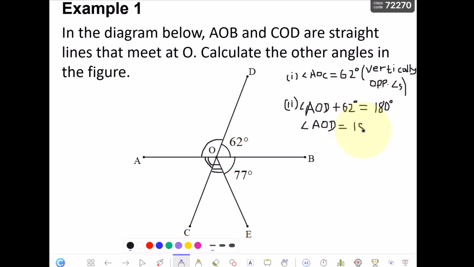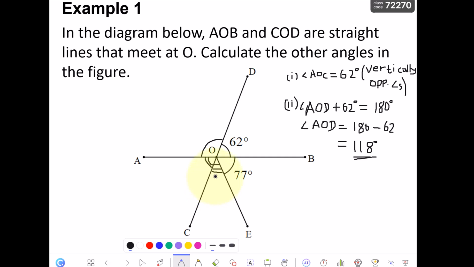So it now becomes 180 minus 62. When I do 180 minus 62, what will I get? The answer will be 118. Take note of this. So that is the second angle.